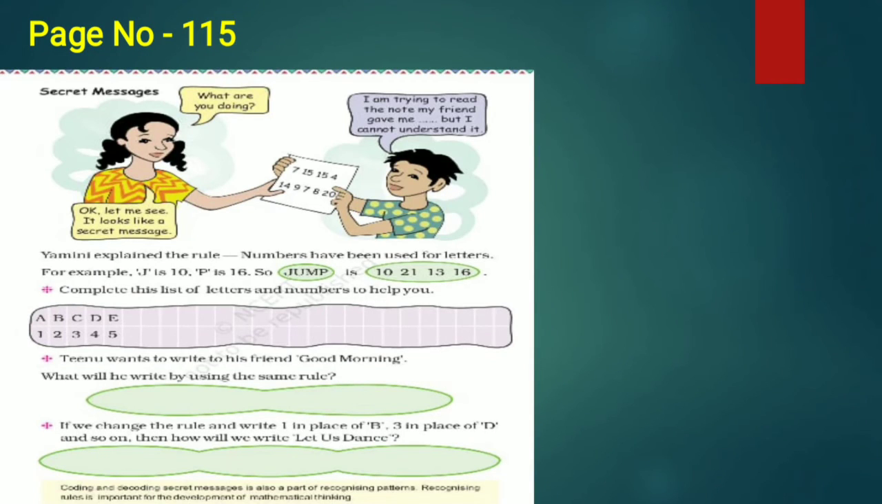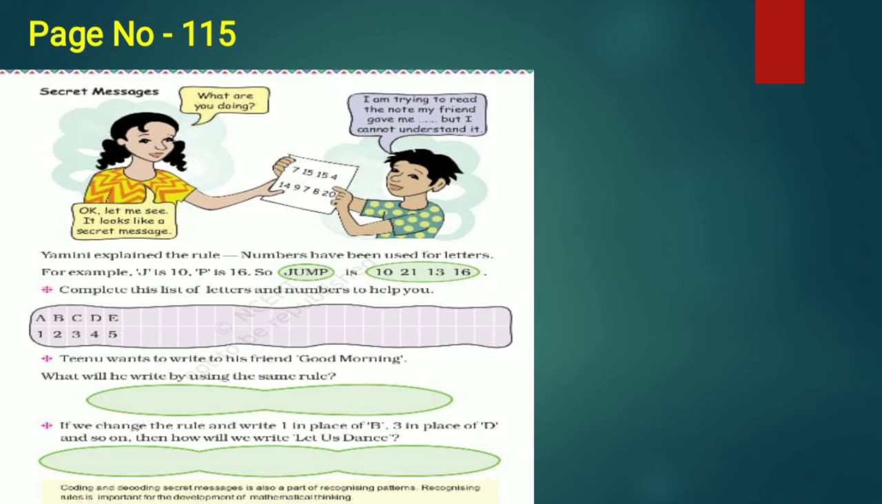Page number 115. You are going to do the secret message. What are you doing? The girl is asking the boy. The boy is telling that his friend has sent a note for him, but he can't understand. So the girl is telling, let me see. And she is going to give the solution for the boy.